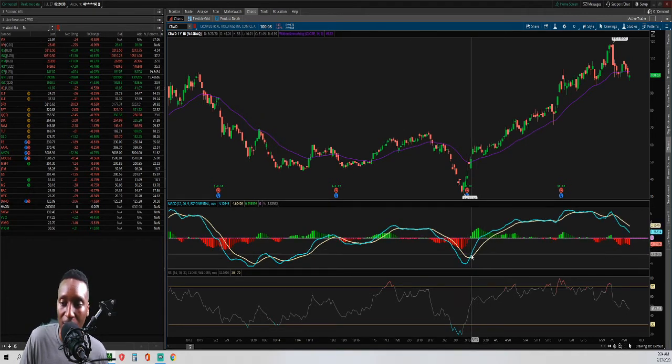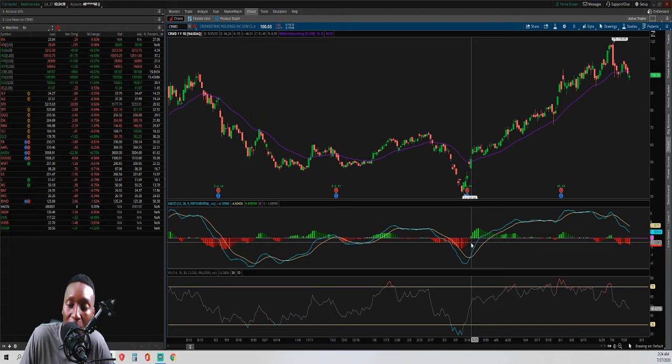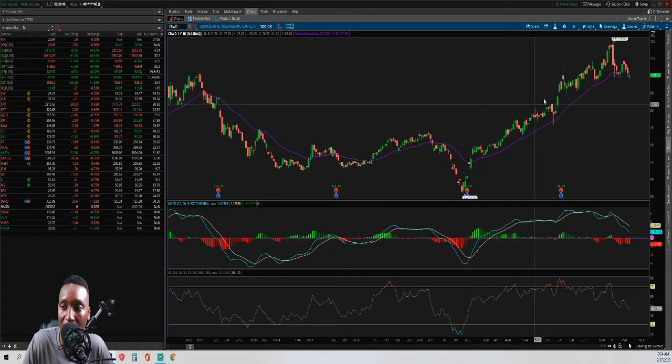So when it crosses over, you can see right here, some people will take that as a signal and say, well, I'm gonna buy the stock here. Well, if you would have done that, let's say you would have bought it here and just held it, or you held it to where it crossed over again, and you can see it crossed over right here. You can use that as a signal.